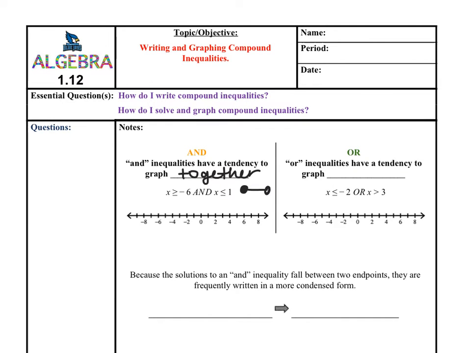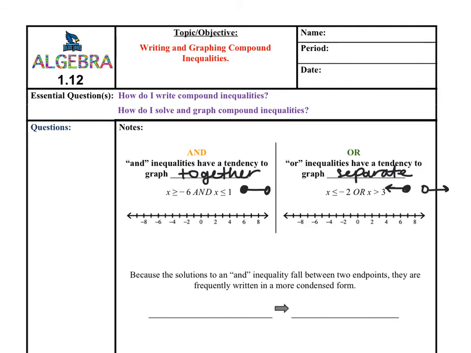Now, one might be open, one might be closed, but I like to think of it as a barbell, like if you lift weights or are in athletic strength training, you know what I mean. Okay, and then an "or" inequality, those have a tendency to graph separately. So split apart, so that maybe one of them goes this direction and then the other one goes that direction. That's what I mean by separate. They're split apart. So let's graph these two examples.